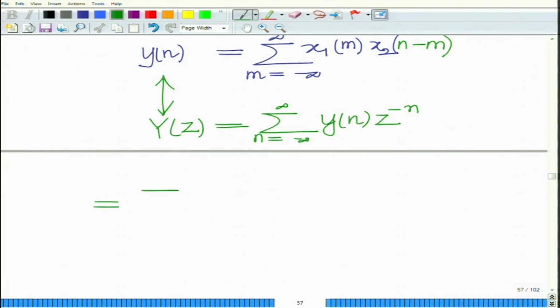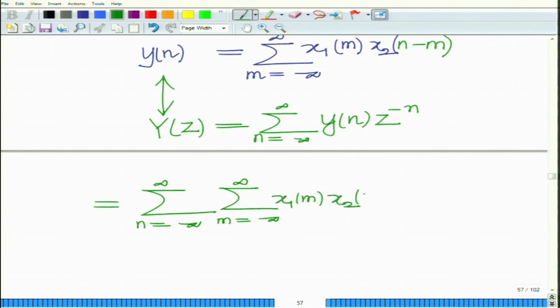So, this is equal to summation n equals minus infinity to infinity, summation m equals minus infinity to infinity x1 m x2 n minus m z raised to minus m. Okay. So, this part, if you remember, is y of n. So, summation n equals minus infinity to infinity y of n z raised to minus n.